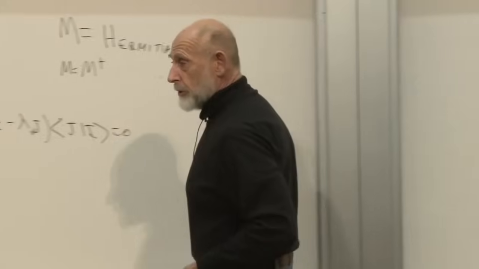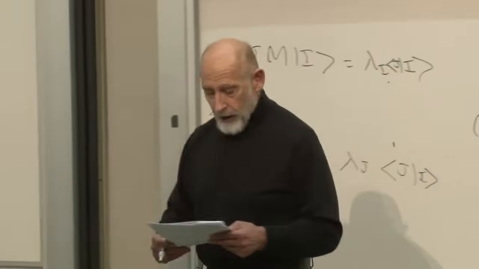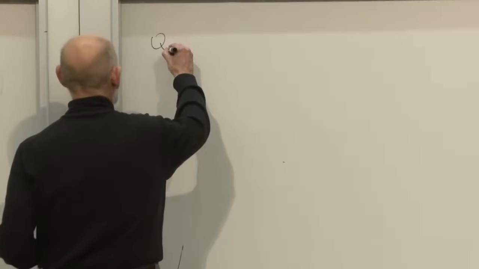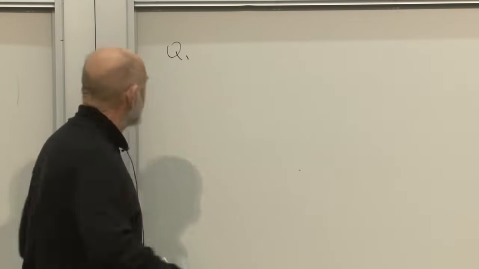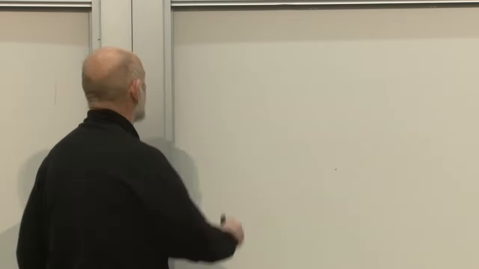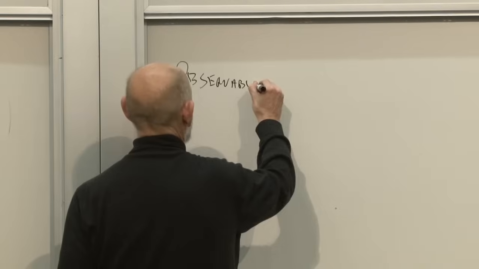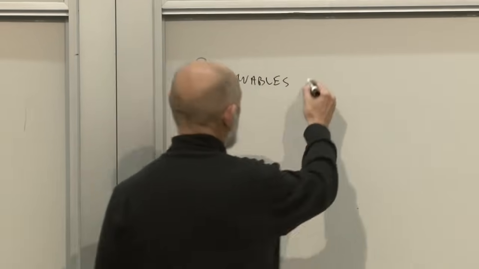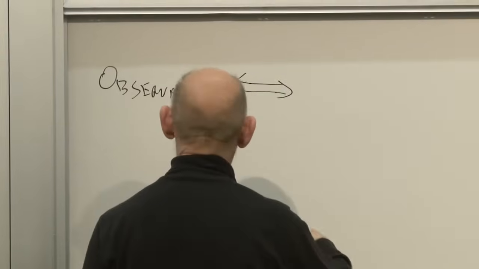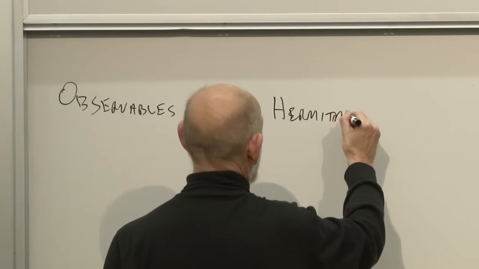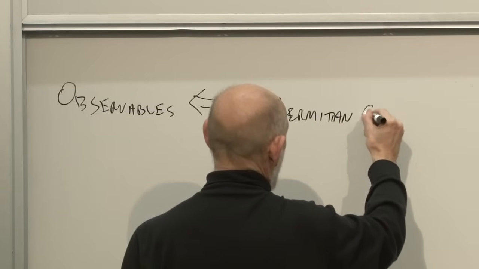The physical measurables, in quantum mechanics, are called observables, the things that you can measure. The observables are identified with Hermitian matrices or Hermitian operators. Observables are represented by Hermitian linear operators.